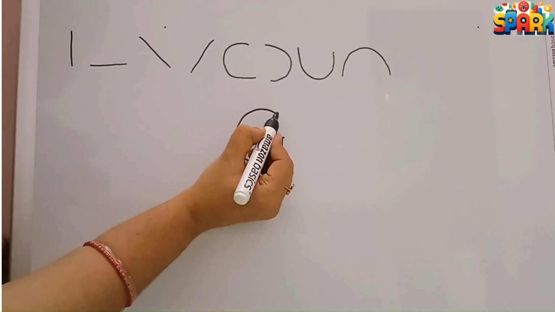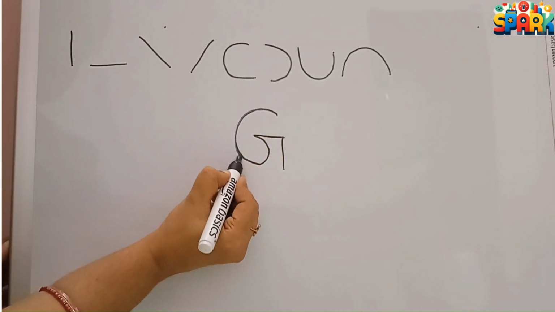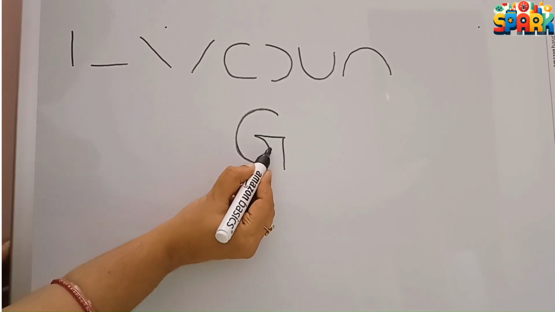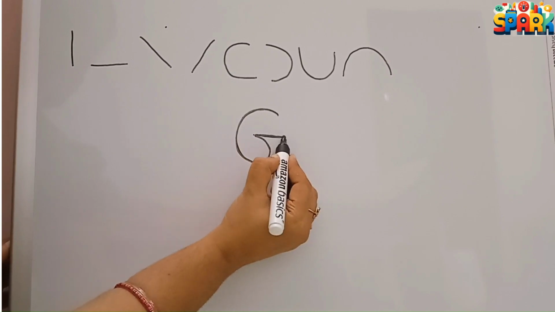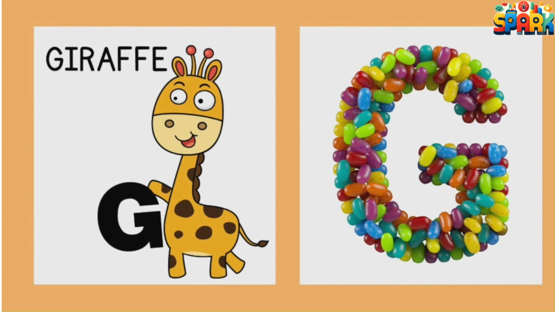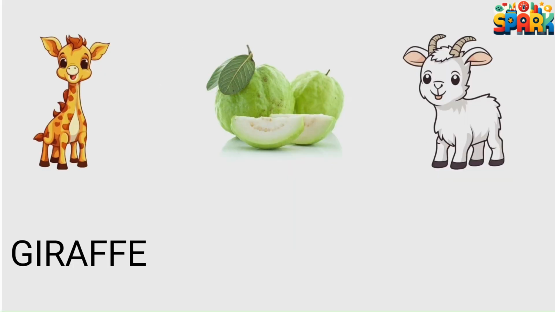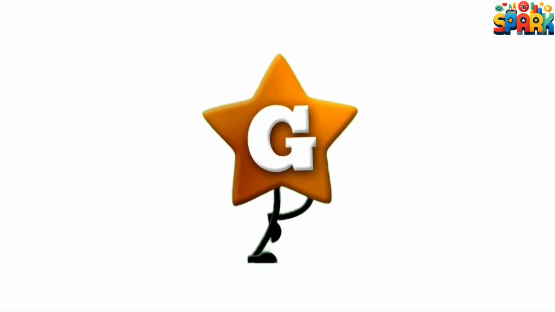It's G. Let's trace it one more time together. Wow, you are doing great, children. Now take your pencil and book and trace the letter G. Now I will tell you 3 words that start with G. Giraffe, Goa, goat. Great job with G.